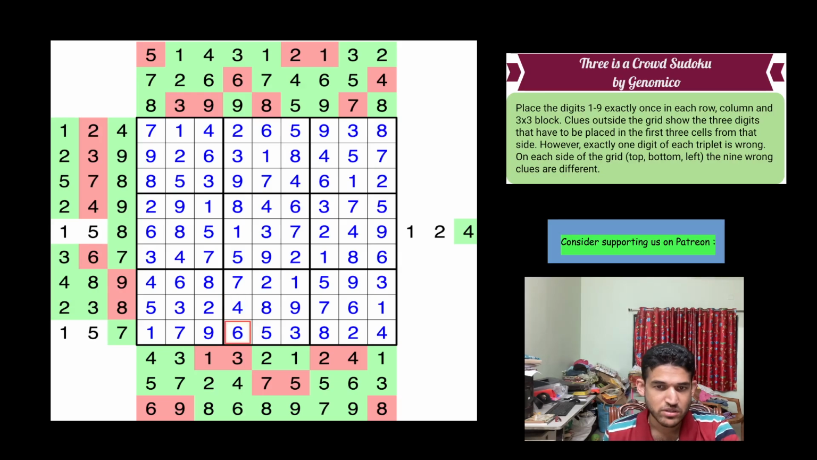And you can also know which one is right and which one is wrong. So this is wrong, which means this is right and that is wrong. So you can see on all sides except the right side, you have all the clues as incorrect, which is what the rules state. And with that, we have completed this really gorgeous Sudoku by Genomico.